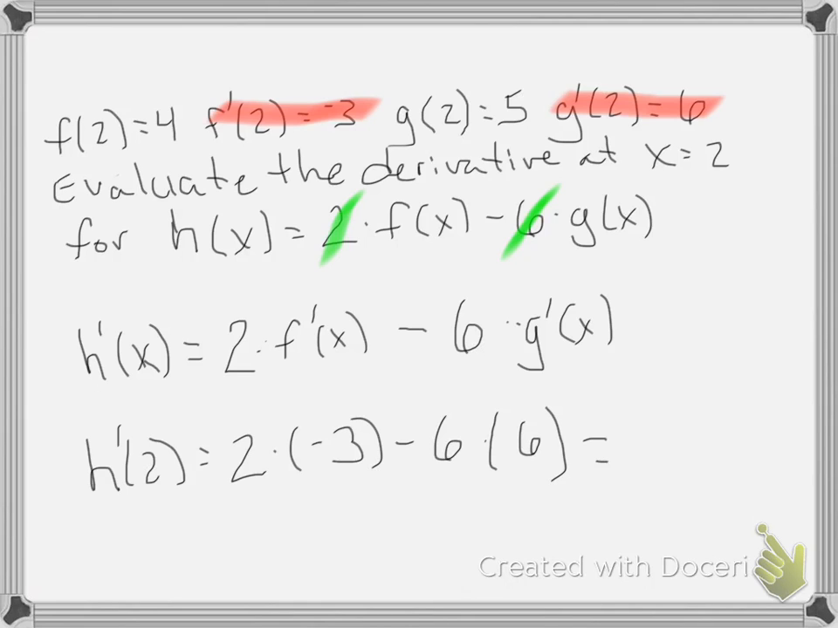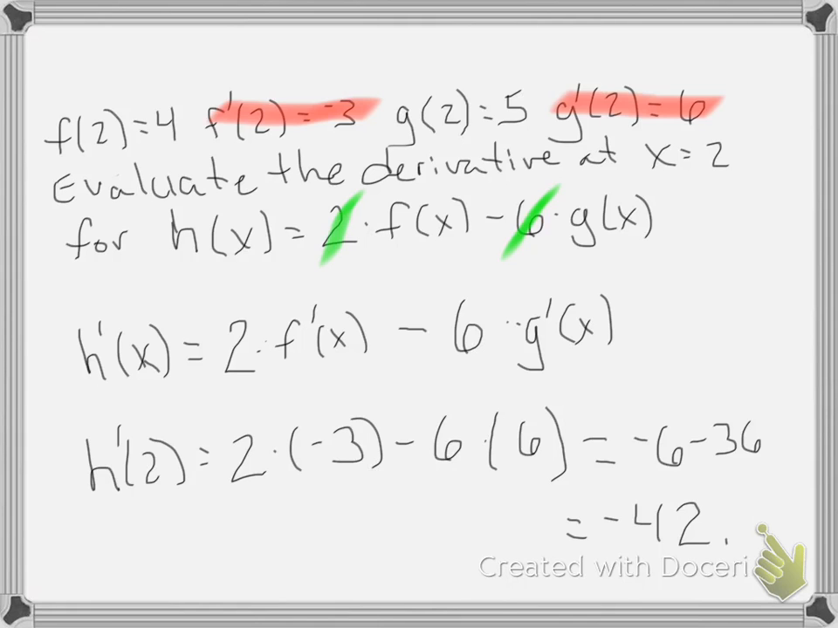And then it's just multiply, and make sure you're multiplying correctly and adding and subtracting correctly. 2 times negative 3 is negative 6. Negative 6 times 6 is negative 36. And negative 6 minus 36 is negative 42. No problem.